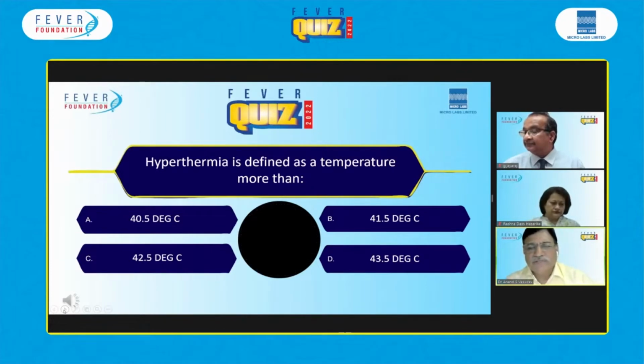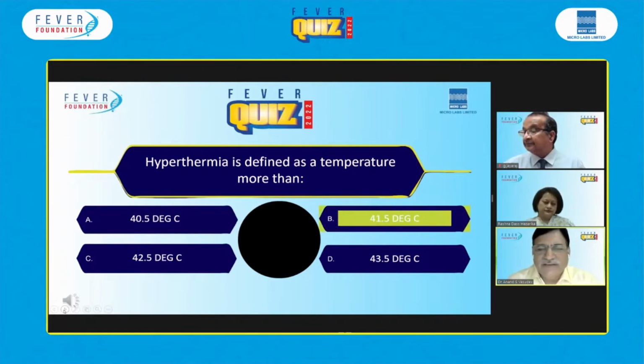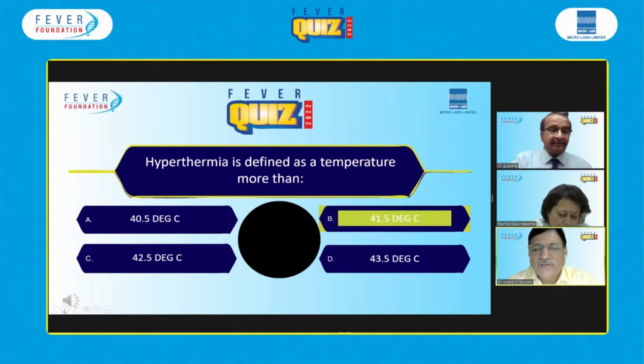Right. Thank you, Computer ji. Let us log the correct answer. Right. The correct answer is B, 41.5 degrees Celsius, which is equivalent to 106.7 degrees Fahrenheit. And let us see the results. How many of our youngsters voted for the correct answer?